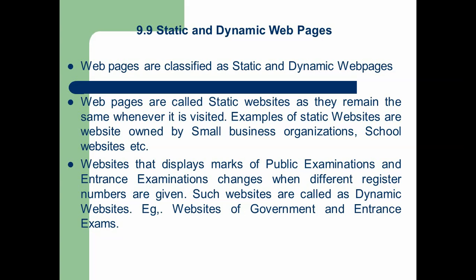Whereas a dynamic web page or website, like the display of public examination marks, is a simple example of dynamic web pages, where each and every time they show different data depending upon the input of the user. If you give your enrollment number, then that web page displays your result. If you give the enrollment number of your friend, then your friend's marks display on the screen.